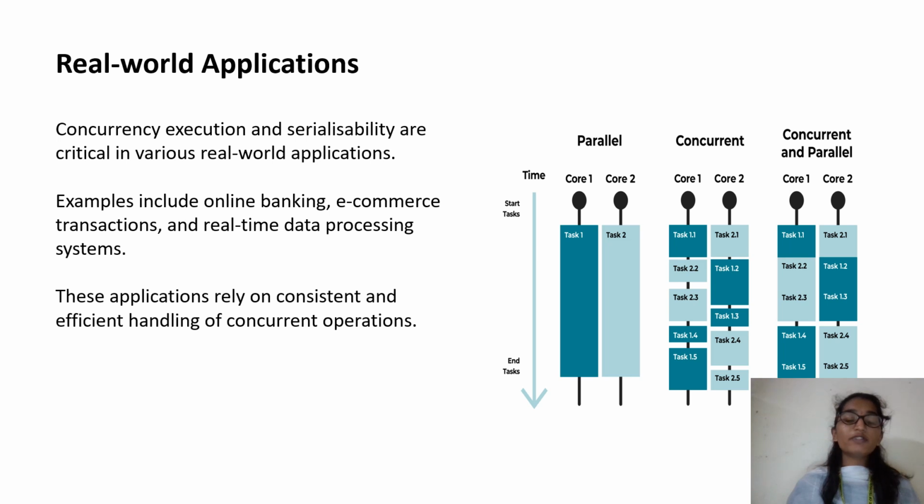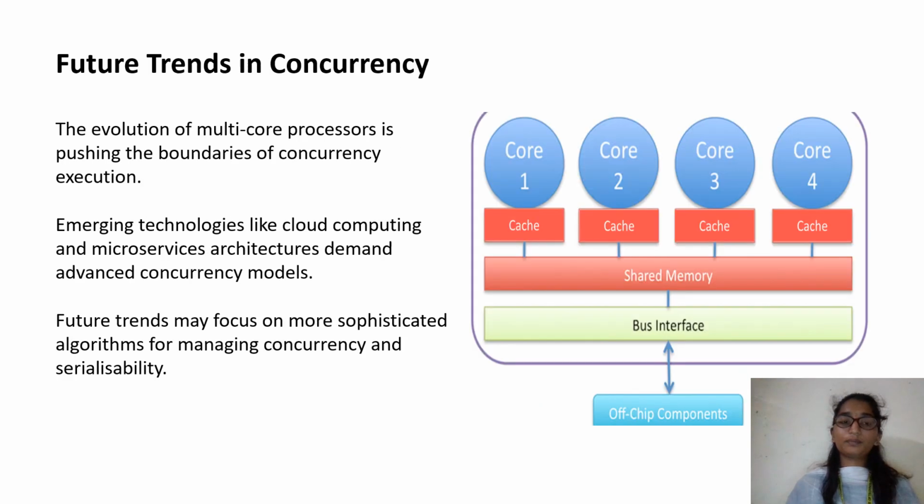Real world applications for serializability. Concurrent execution and serializability are critical in various real world applications. Examples include online banking, e-commerce transactions, and real-time data processing systems. These applications rely on consistent and efficient handling of concurrent operations.